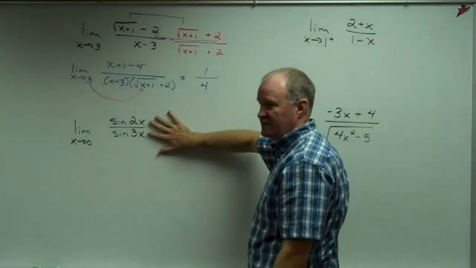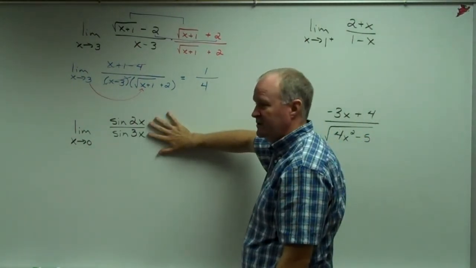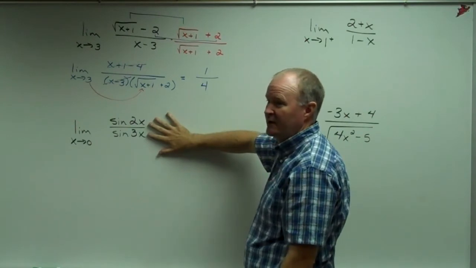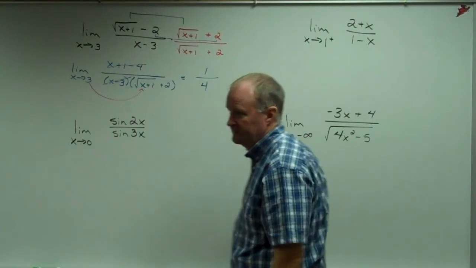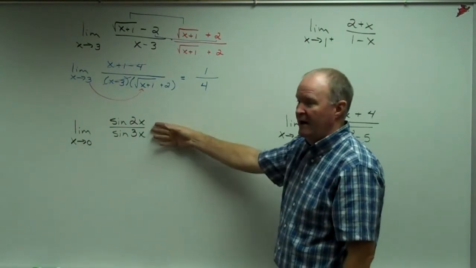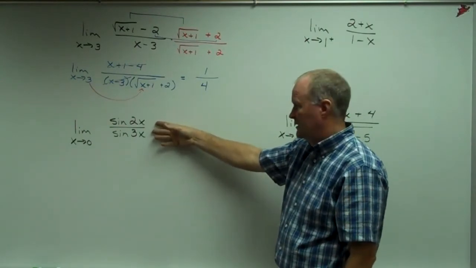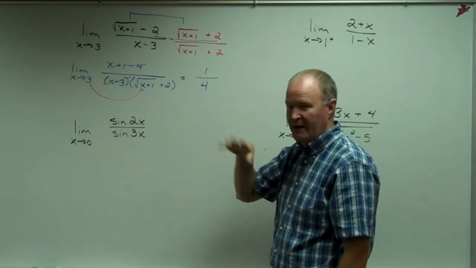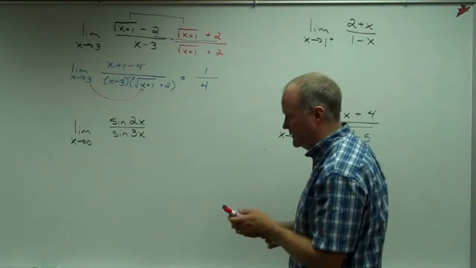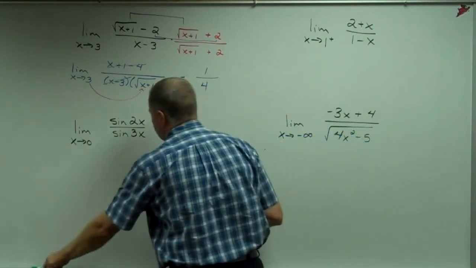What's the answer to this next one? We all know it's 2/3. I need to know how you get there. We're trying to get the sine x over x, right? What don't I have? The x's. So what do I do? Divide by an x. Yep. Divide by an x or multiply by 1 over x on the top and on the bottom.